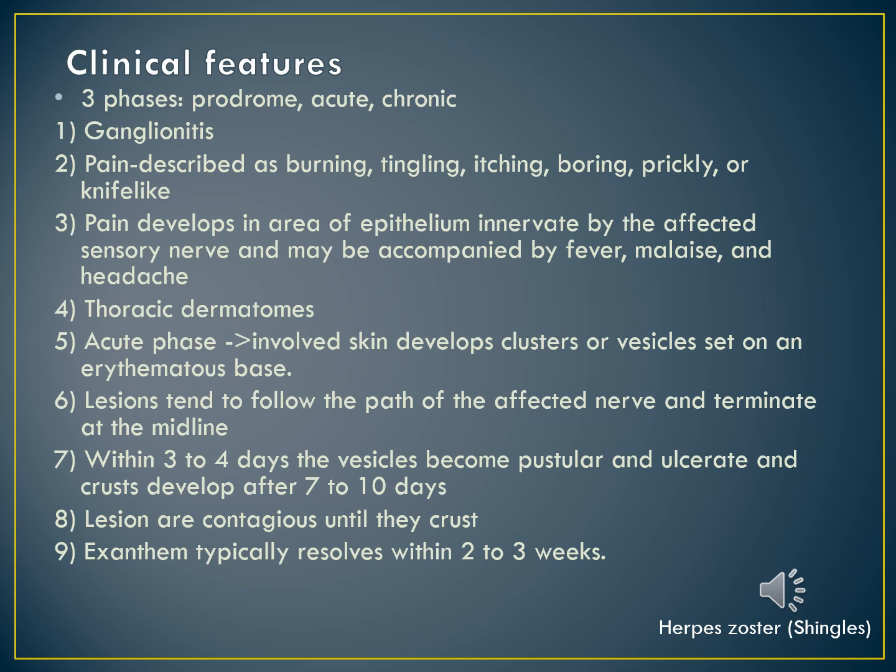Pain develops in the area of epithelium innervated by the affected sensory nerve, the dermatome, and may be accompanied by fever, malaise, and headache. Thoracic dermatomes are affected in about 2/3 of the cases. This prodromal pain normally precedes the acute phase rash by 1 to 4 days. The acute phase begins when the involved skin develops clusters of vesicles set on an erythematous base. Lesions tend to follow the path of the affected nerve and terminate at the midline.